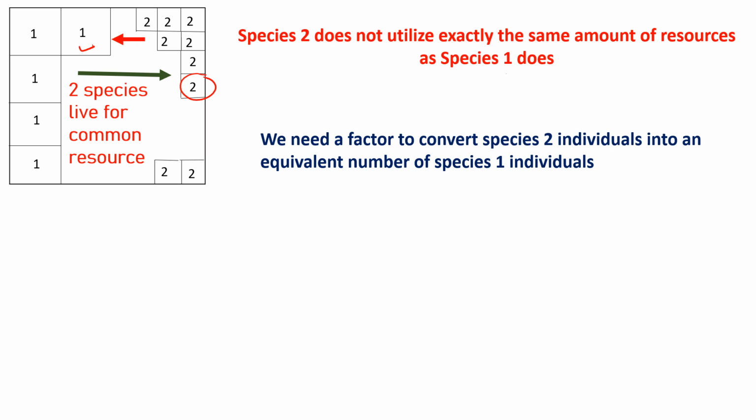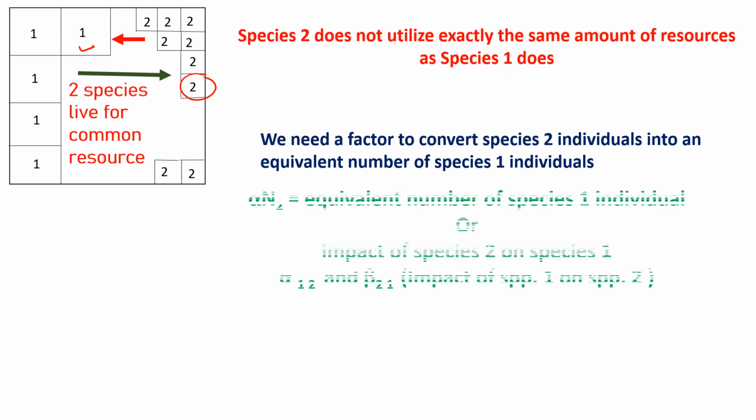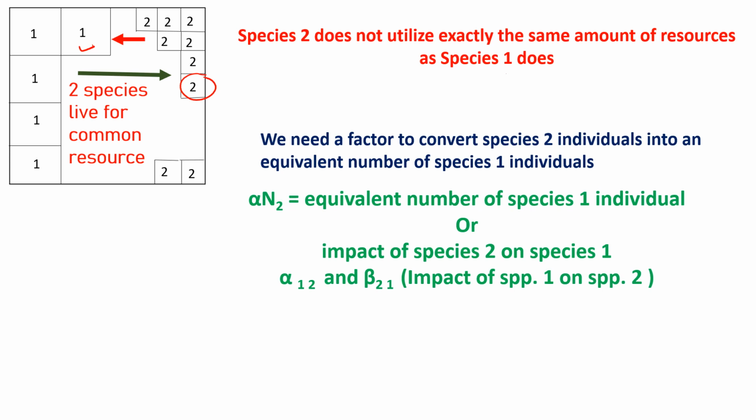We need a factor to convert species 2 individuals into an equivalent number of species 1 individuals. So, to know the growth rate of any species in the presence of another species, this factor must be multiplied by the number of individuals of the particular species to get the equivalent number. These factors are alpha and beta.